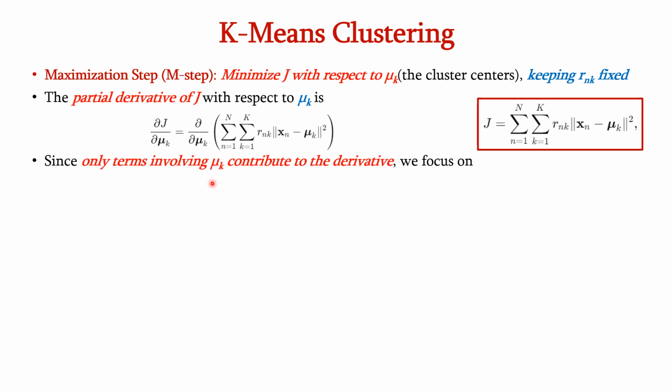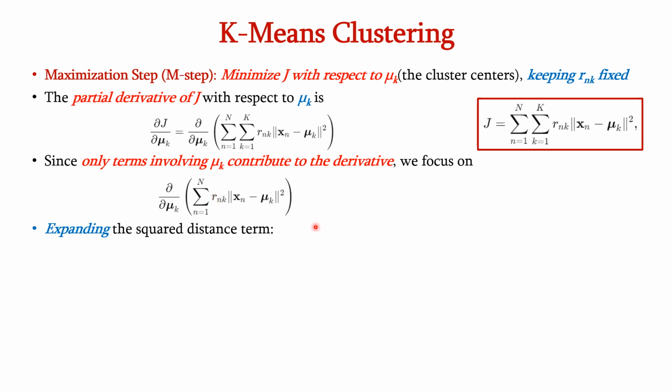Here, since only the terms involving the cluster centroid mu k contribute to the derivative, we can remove the summation k equals 1 to k because it represents the entire set of clusters. So this equation can be written as the partial derivative with respect to mu k of the summation of n equals 1 to n Rnk times the norm of xn minus mu k, whole squared. By expanding this distance term, we can write it as xn minus mu k transpose times xn minus mu k.